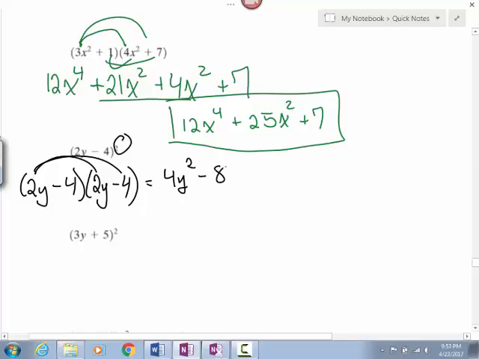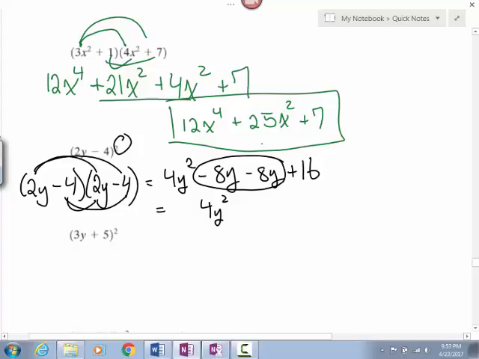2y times negative 4 is simply a negative 8y. Negative 4 times 2y is another negative 8y. Negative 4 times negative 4 is a positive 16. So now we can go ahead and combine our two terms here in the middle. They're both negative. Negative 8y minus 8y is a negative 16y plus 16.